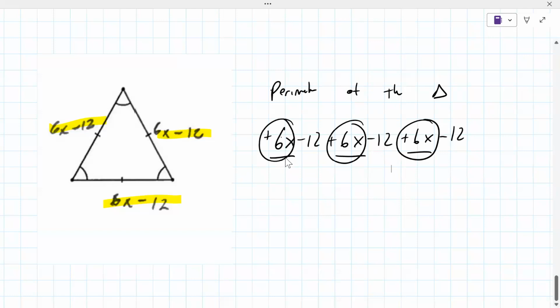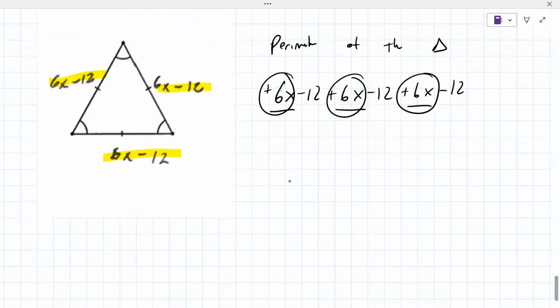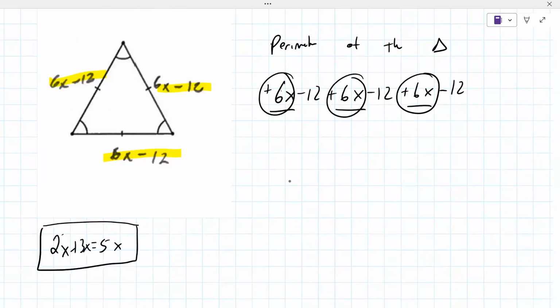We did this a while back. You're going to keep the x. So let me give you a related problem. 2x plus 3x is 5x. Sorry, there's an x there. So use that to try to answer what is 6x plus 6x plus 6x. Would it be 18x? Yes, 18x.